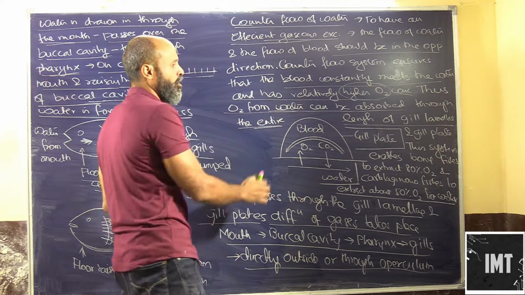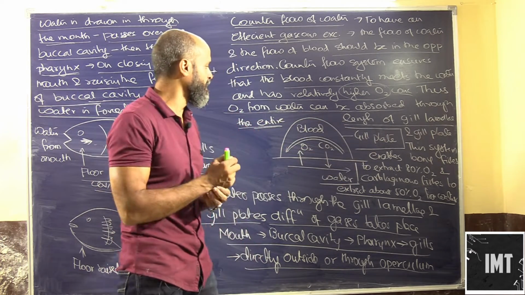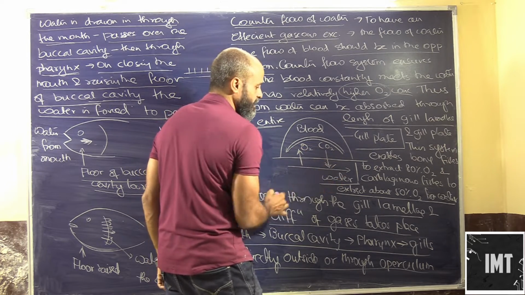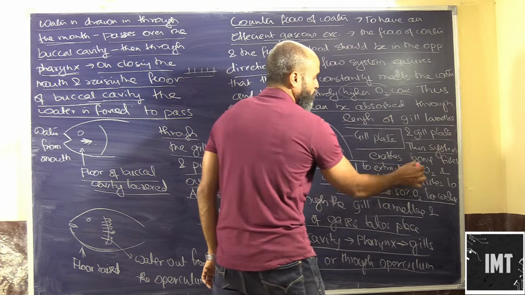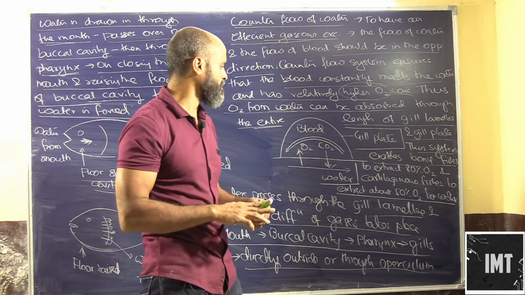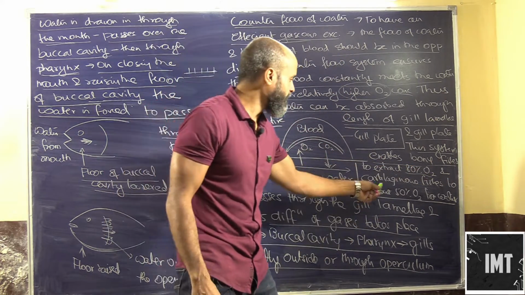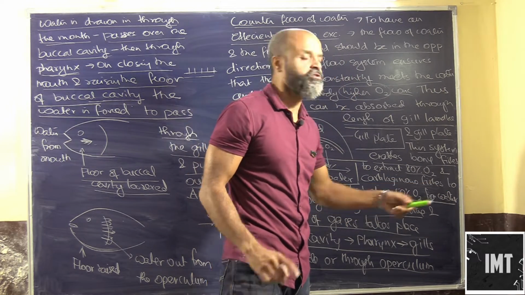So O2 from the water can be absorbed through the entire length of the gill lamellae and the gill plate. This is basically the blood; the oxygen comes in and the carbon dioxide is released into the water. This system enables bony fishes to extract 80% of oxygen from water, and cartilaginous fishes extract about 50% of oxygen from water.